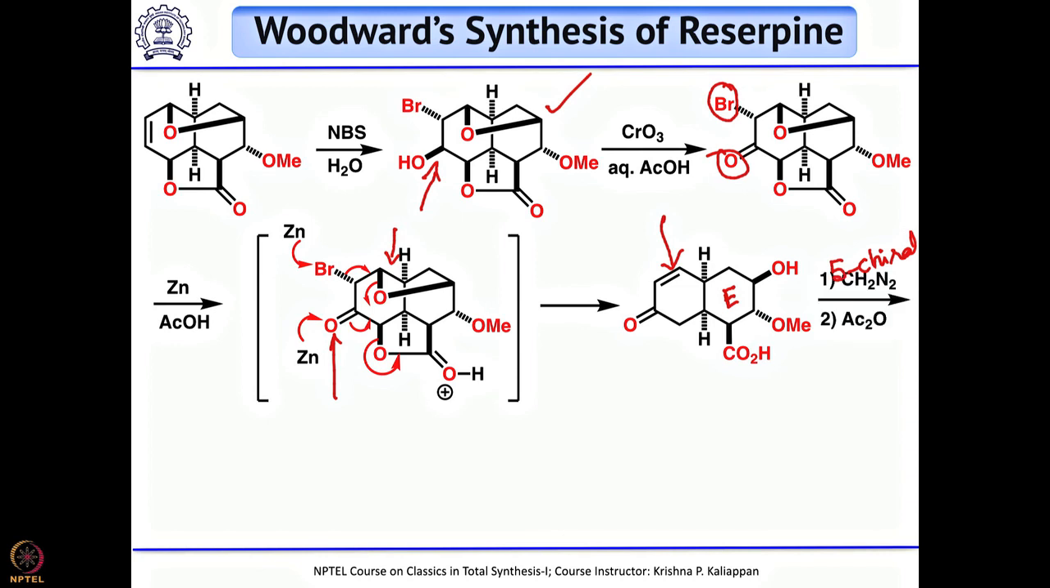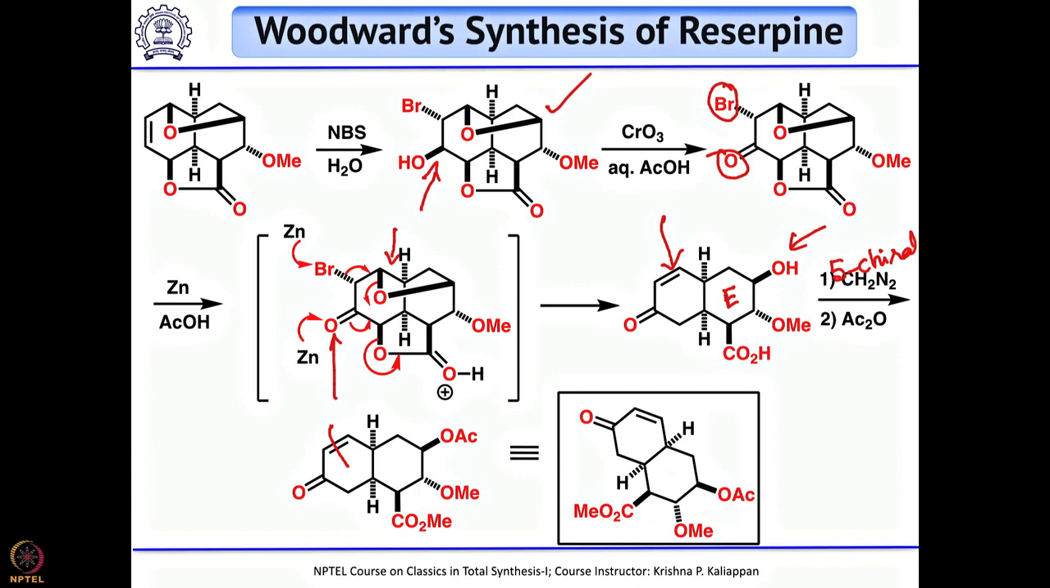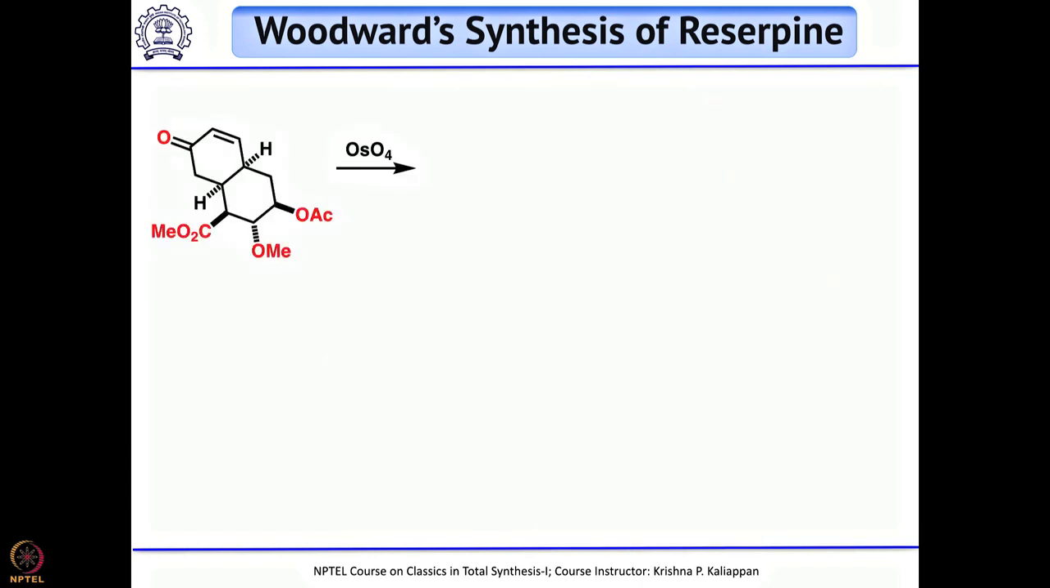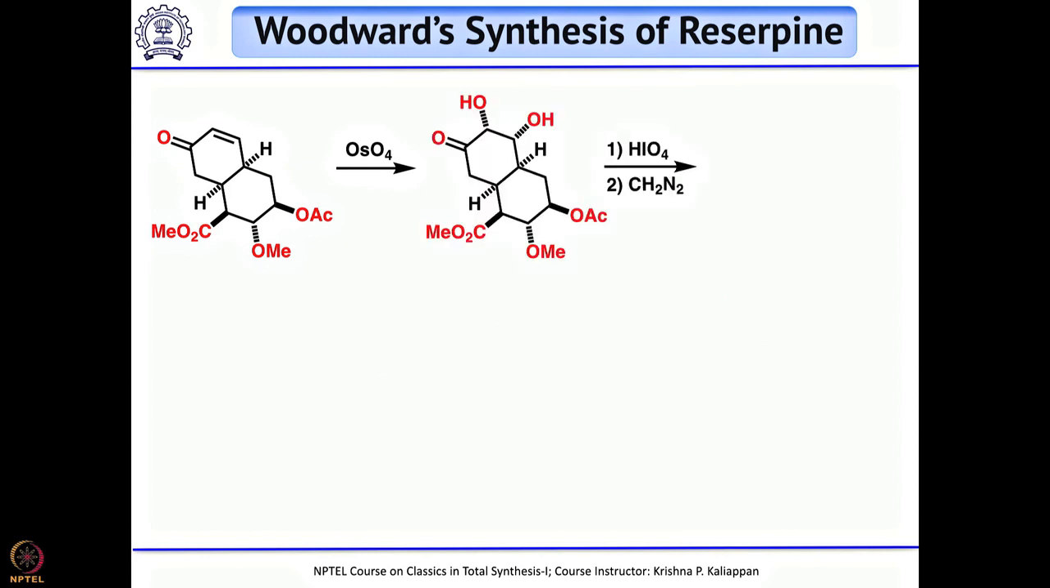Now, the carboxylic acid was esterified with diazomethane and the free hydroxyl was acetylated, in 2 steps he gets this compound. For the intermediate which you want, you need to cleave the double bond and get an aldehyde here and an ester. That is very simple. You treat this compound with osmium tetroxide and you get the diol. Now if you treat with periodic acid followed by diazomethane, this side becomes the aldehyde and this whole thing becomes the carboxylic acid, which becomes CO2Me.